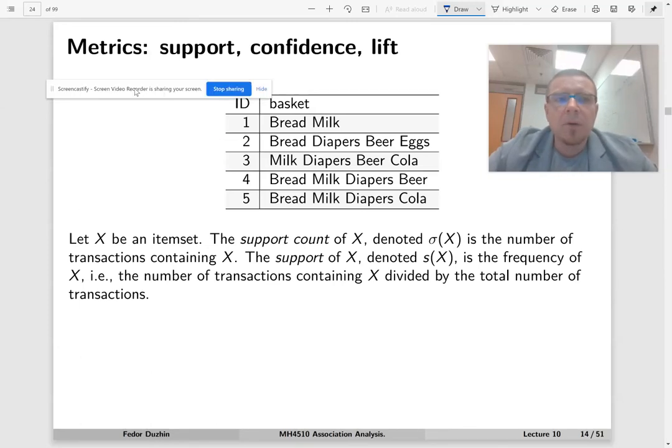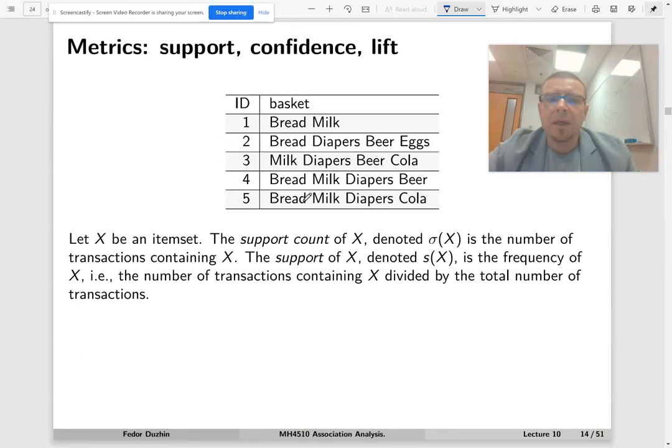All right. Now, how can we evaluate an association rule? We need to introduce the notions of support, confidence, and lift. First of all, what is a support count? If we have an item set, then its support count is just the number of transactions containing that item set. Let's look, say, at milk and beer.